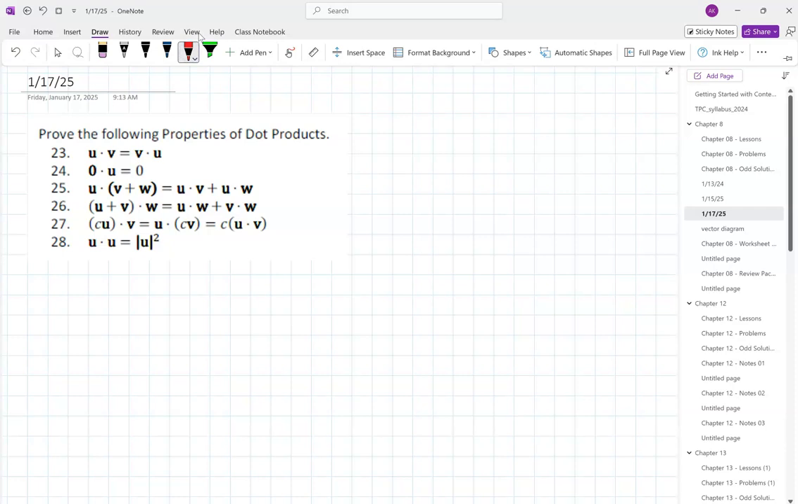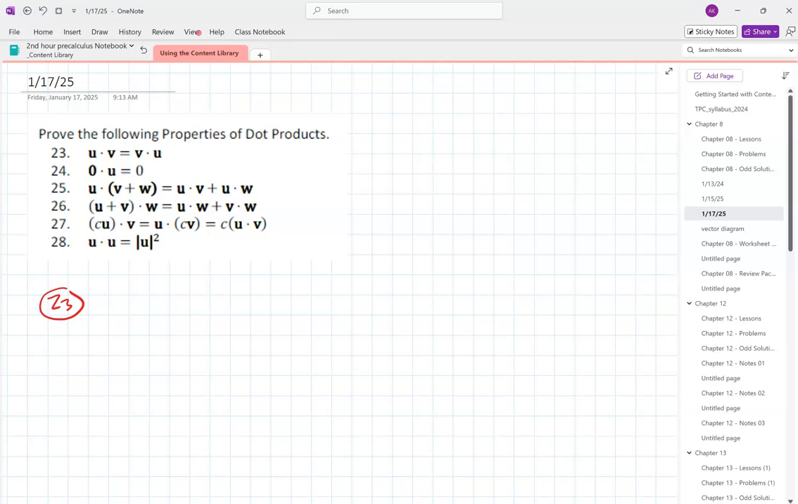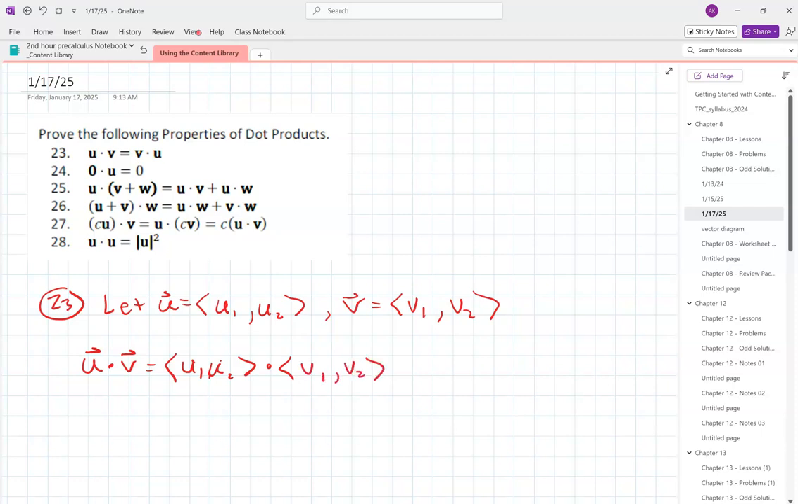All right. So for number 23, it asks us to prove that u dot v is equal to v dot u. So for any of these, what I'm going to do is kind of denote them in component form. So u dot v then is going to be u1 u2 dot v1 v2, and the formula for dot product is the product of the x components plus the product of the y components, right?